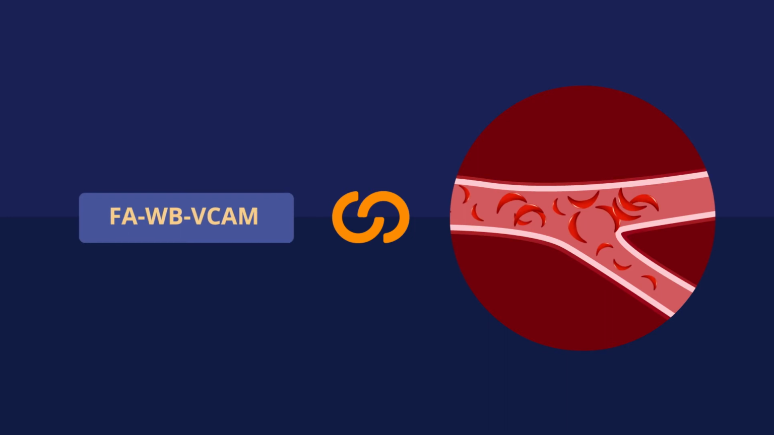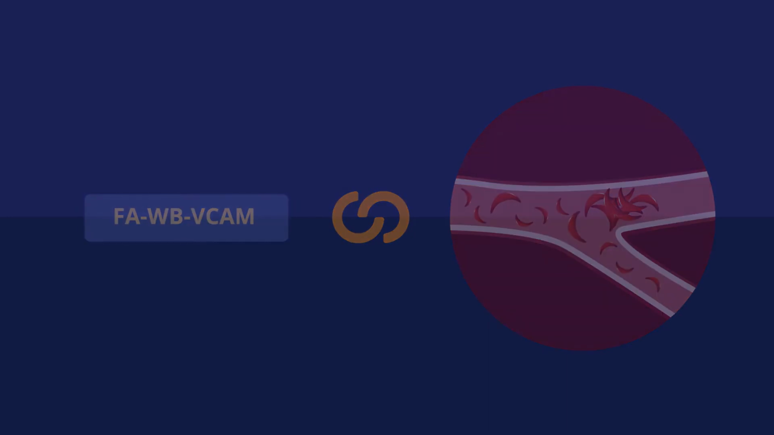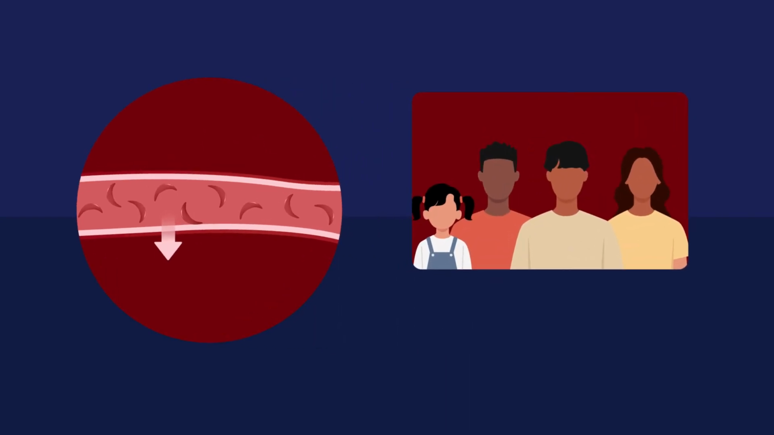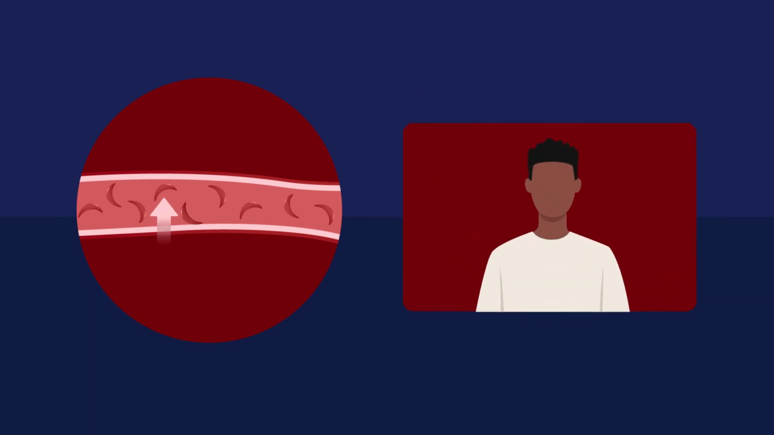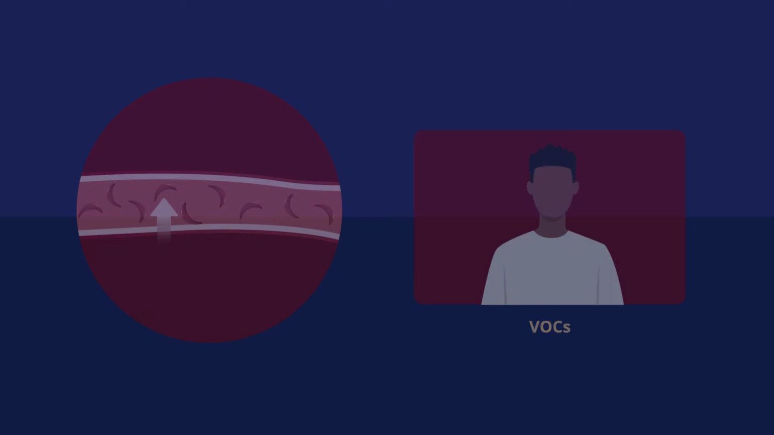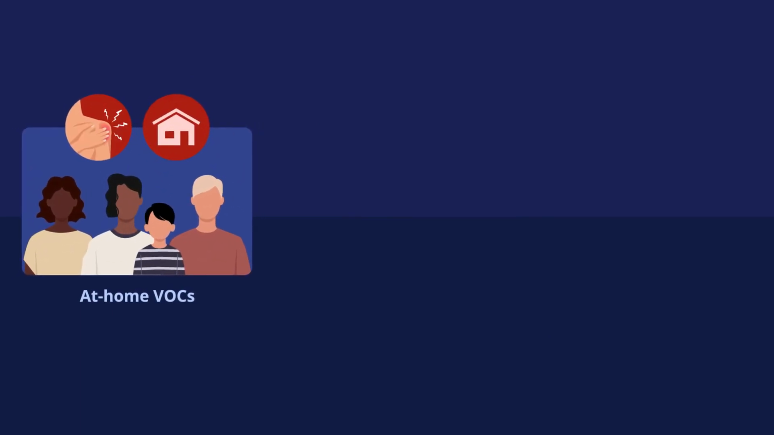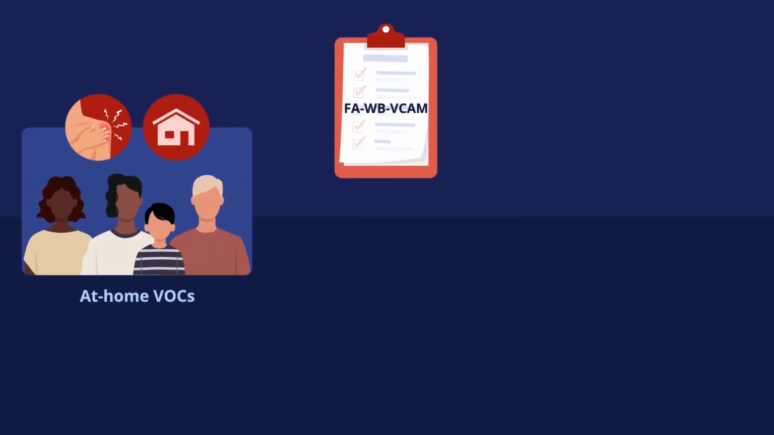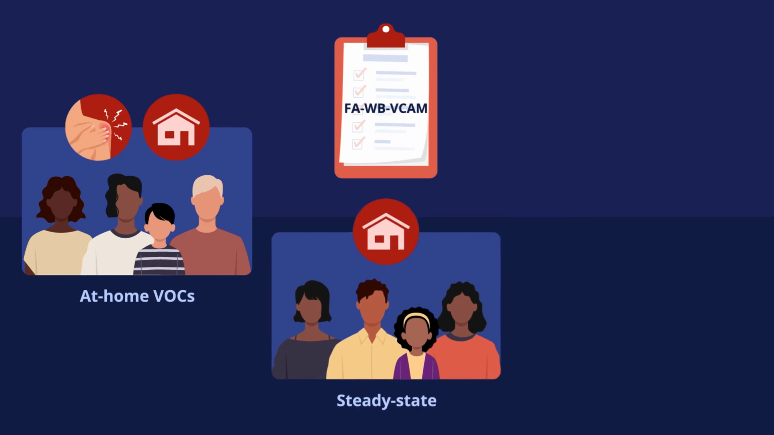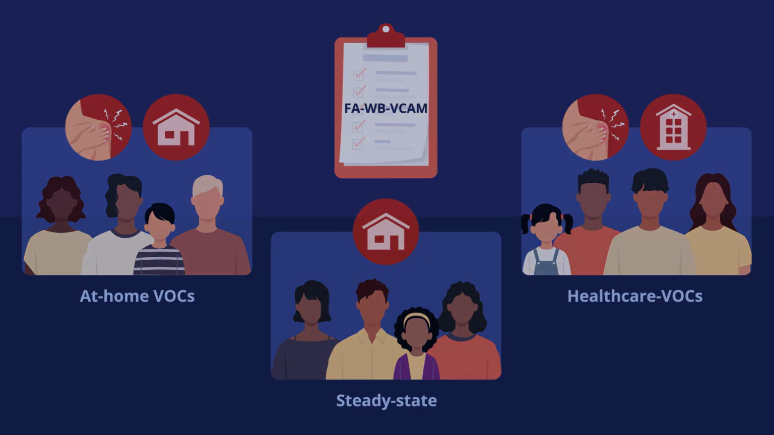They found a strong relationship between FAWB-VCAM and sickle cell disease severity. The adhesion indices were significantly lower in individuals with sickle cell disease receiving hydroxyurea. The adhesion indices increased in patients during VOCs. At-home VOCs had significantly higher FAWB-VCAM than steady-state and healthcare VOCs.